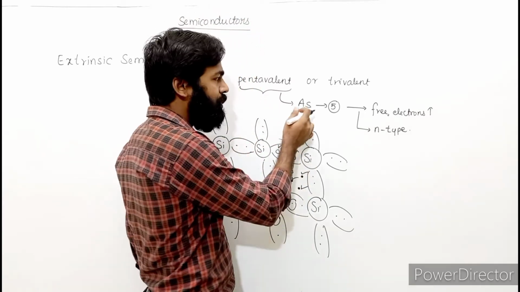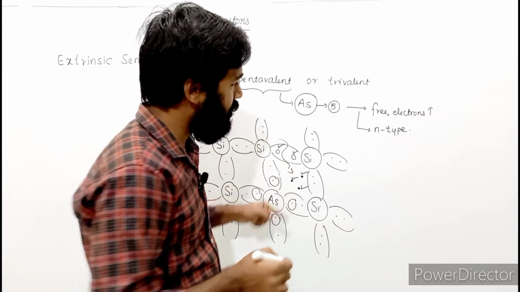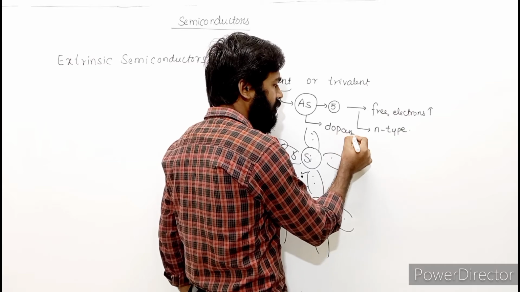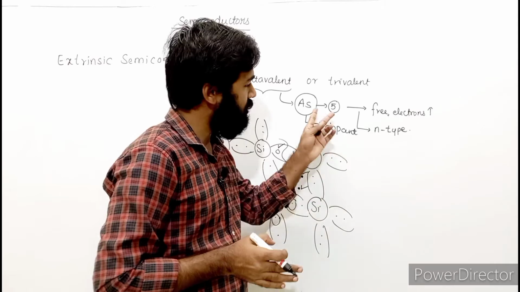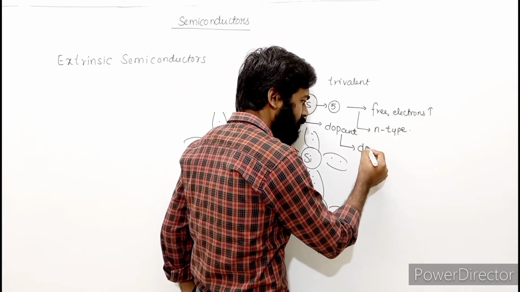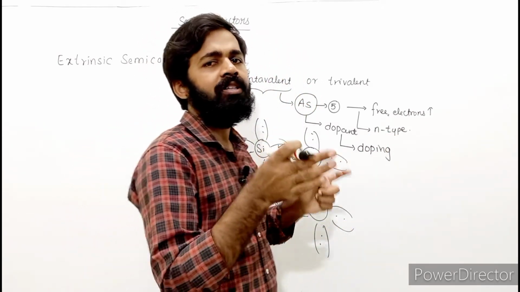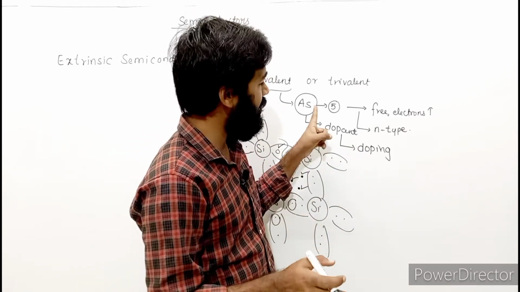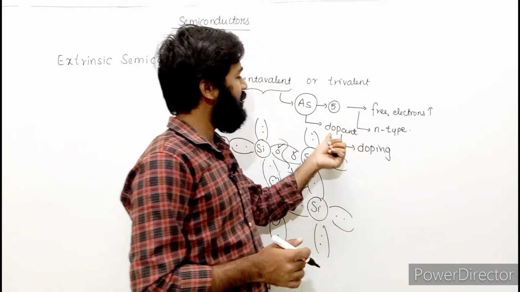Now, whatever impurities I am adding, for example, arsenic is my impurity here. That impurity we call a dopant. The impurity we are adding to the pure silicon, we call it a dopant, and this process of adding impurity we call doping. Doping means adding the impurities to the pure silicon. The impurities we are adding are called dopants.